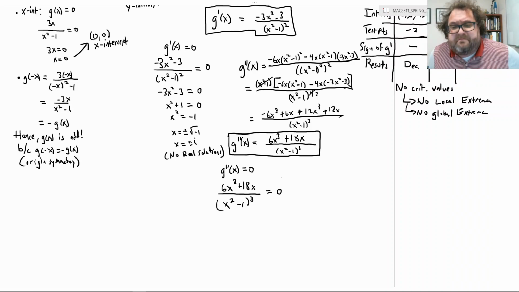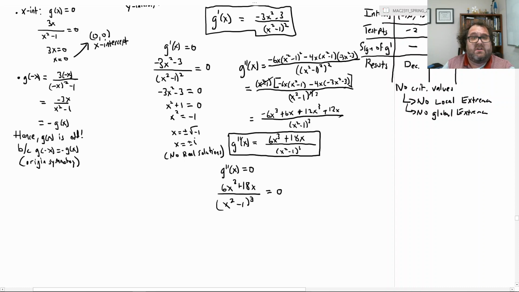So that makes sense. So we have a quotient. This is the third time in this video I've said this. There's a quotient set equal to 0, so we just set the numerator equal to 0. Notice we can factor out a what?